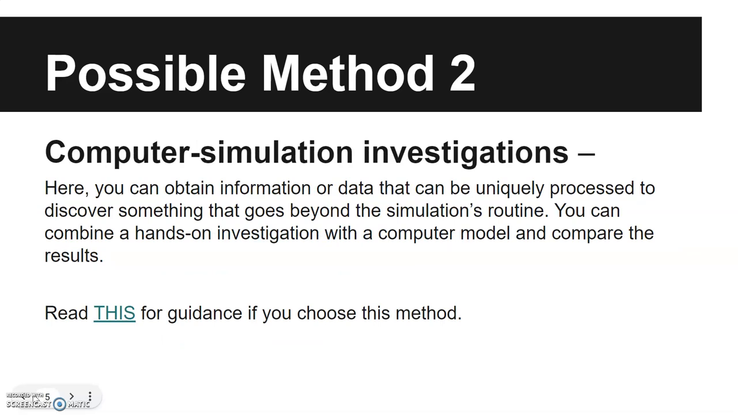So method 2 would be some sort of computer simulation. Here's where you aren't performing the experiment, maybe because it's too complicated or you don't have the materials, but a simulation could do this for you. For the simulation, it's a computer model of an experiment. You could also do kind of a combination of methods 1 and 2, where you look at a computer simulation and a hands-on one that you've done and compare them.